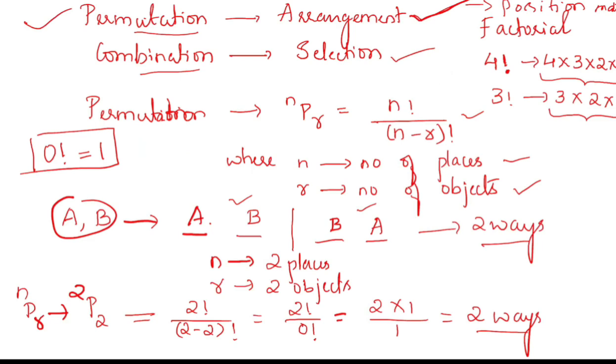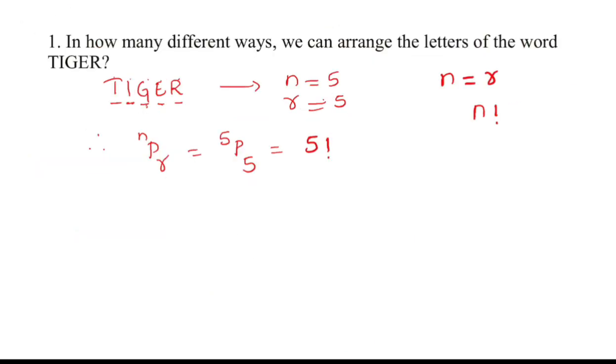See here, when n and r were equal, 2, 2. So what did we get at the end? 2 factorial, isn't it? This 0 factorial is nothing but 1. So this is nothing but equal to 2 factorial, isn't it? So 5P5 is equal to 5 factorial, and 5 factorial value is equal to 120.